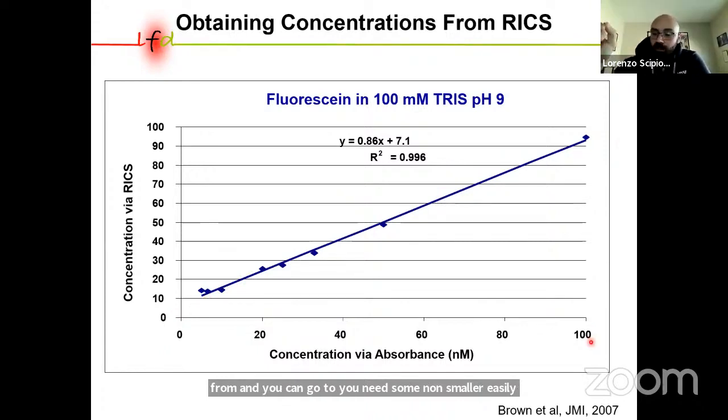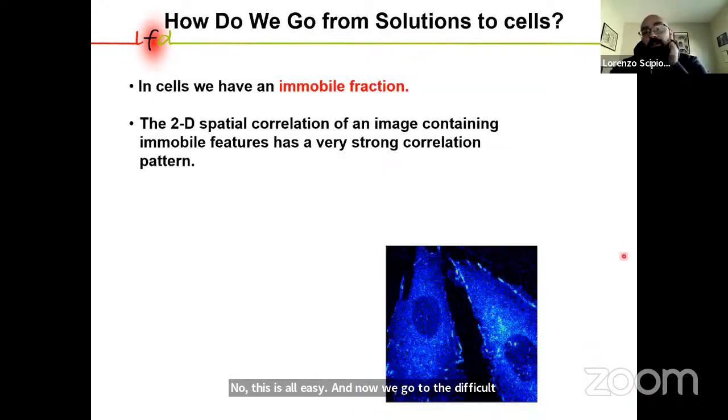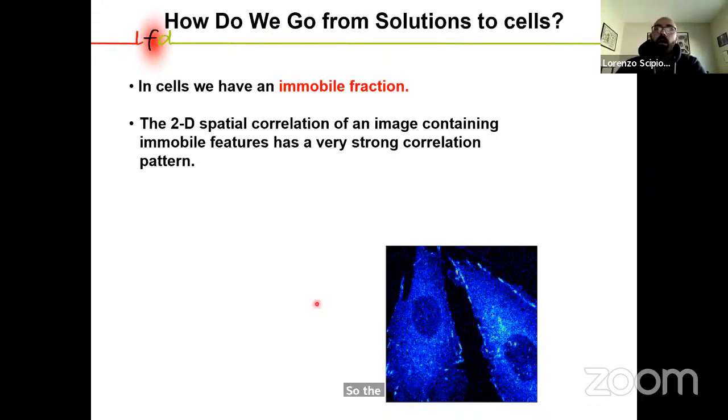So this is pretty good. Now, this is all easy. And now we go to the difficult part, which is the cells, right? So the cells, as you can see, you typically want to label some protein and see what is their diffusion inside the cells. But the problem is now that the cells have some features here. So you have these dots, you have more intensity here, no intensity in the nucleus, some spots here and there.